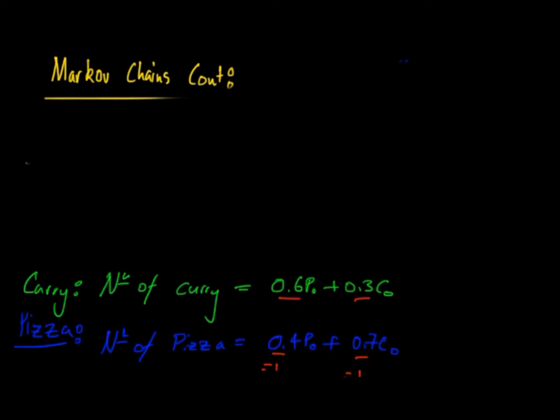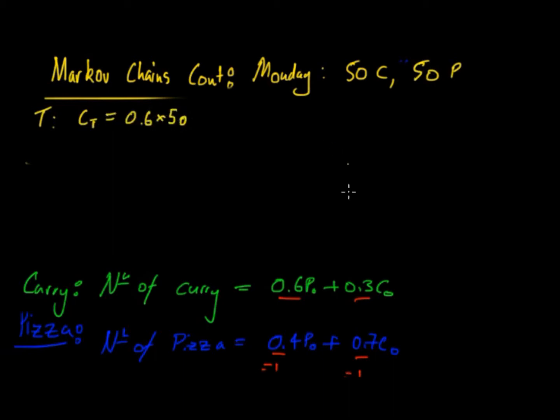So now we already know Monday, so now we need to work out what Tuesday is. So Monday we said it was 50-50, if you remember the question. It was 50 students with curry, and then 50 students with pizza. So we can calculate Tuesday by saying that curry on Tuesday is equal to 0.6 times 50, because 50 students ate pizza previously, that's like PO and CO, plus 0.3 times 50.